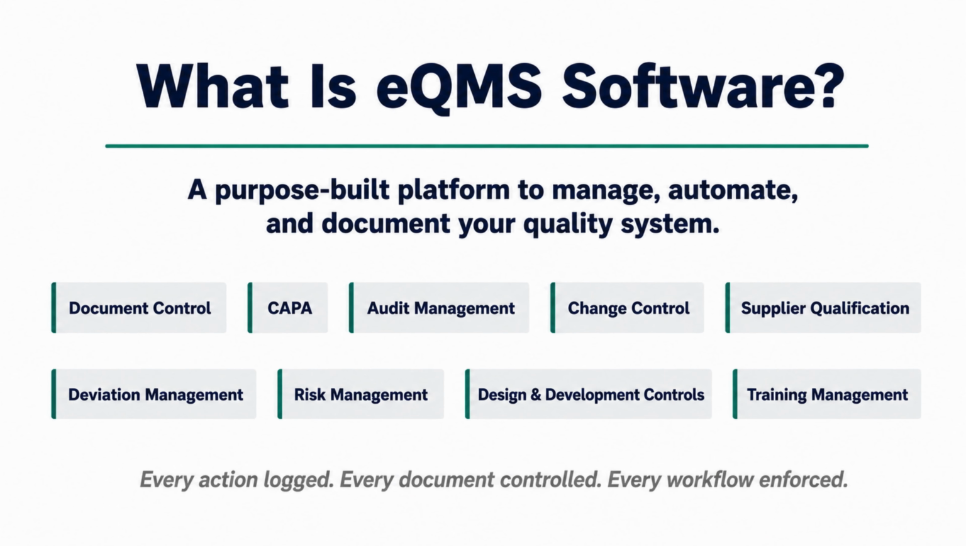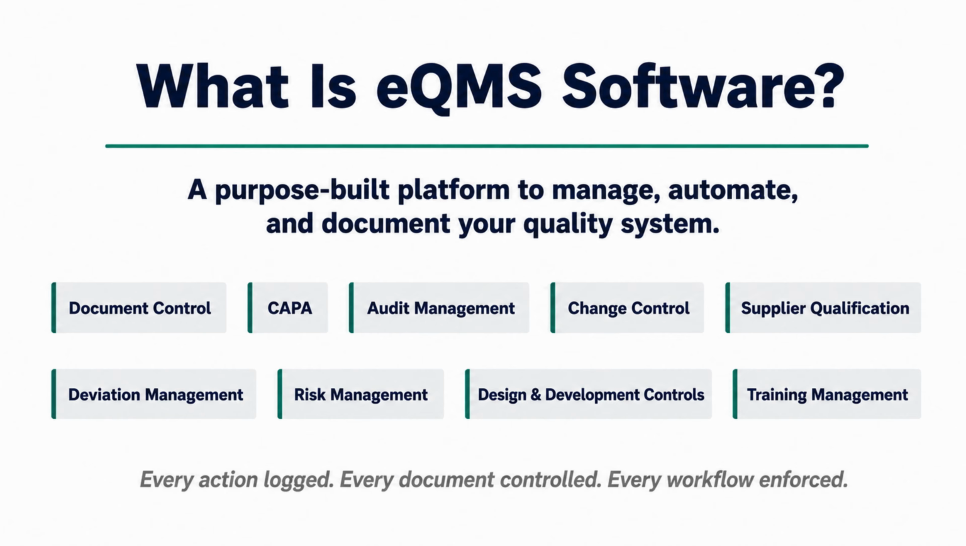An eQMS, or Electronic Quality Management System, is a purpose-built software platform designed to manage, automate, and document all of the processes that make up your organization's quality system. This includes document control, corrective and preventive actions, CAPA, audit management, change control, supplier qualification, deviation management, risk management, design and development controls, and training management.